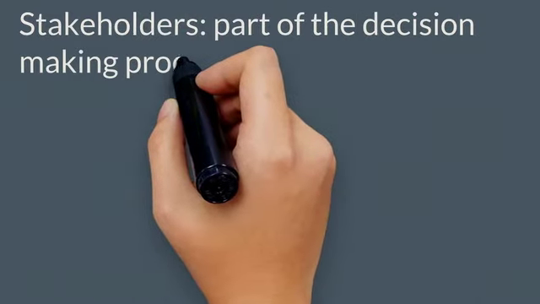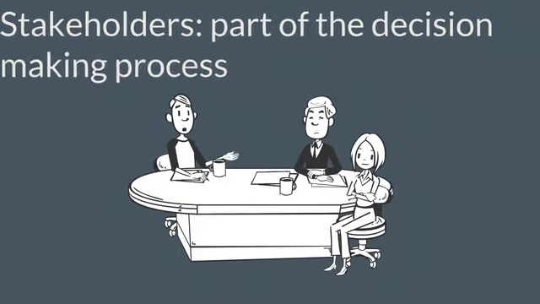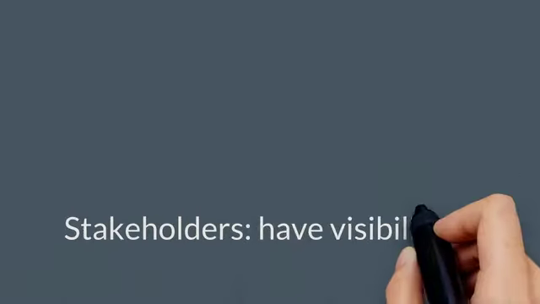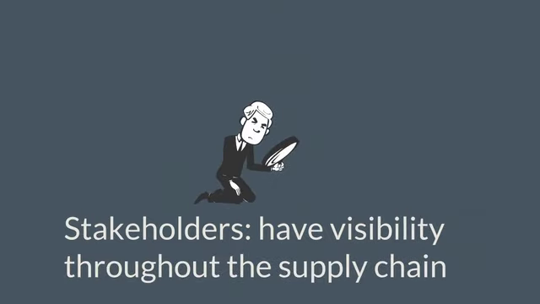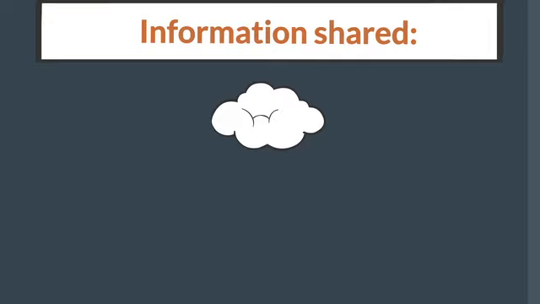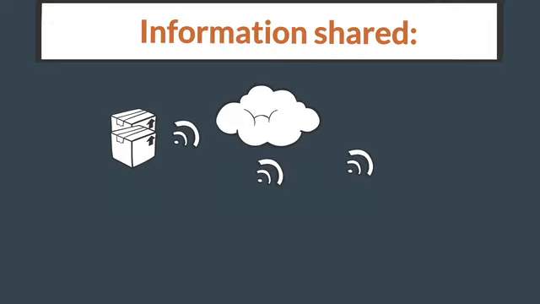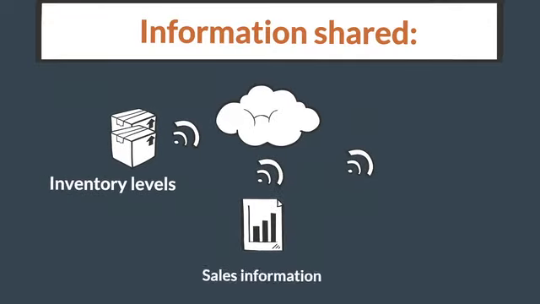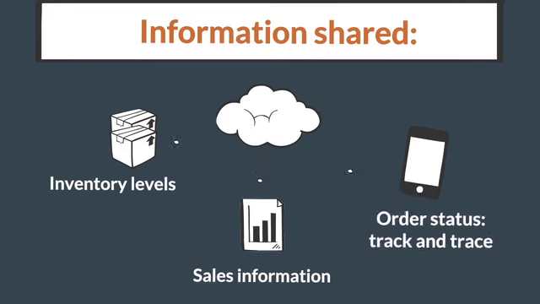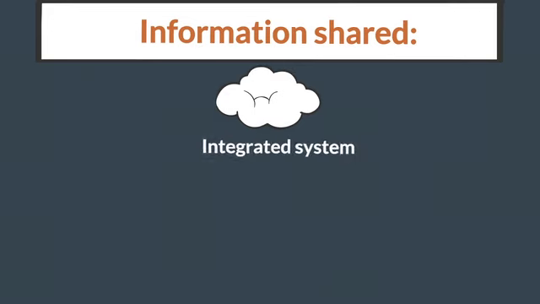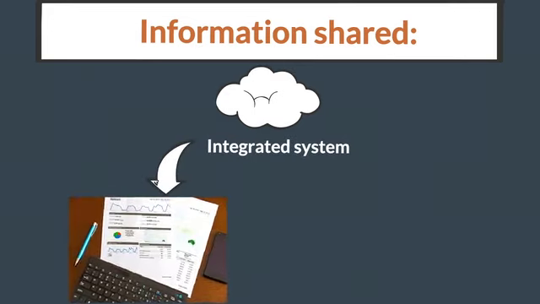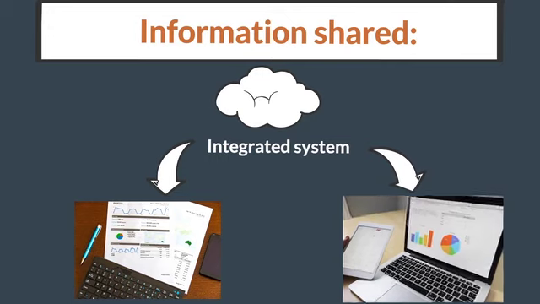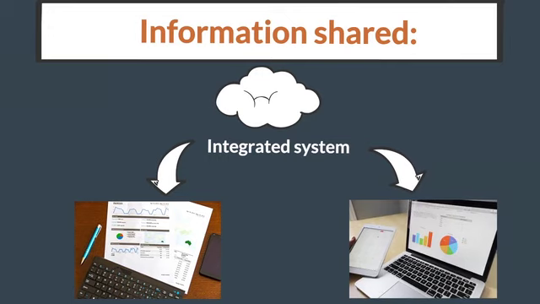In order for the integration between trade partners to work, stakeholders must be part of the decision-making process and have visibility throughout the supply chain. Information that is shared can range from inventory levels to sales information and order status for tracking and tracing. And this information is shared throughout the integrated systems using reports, dashboards, and so forth.